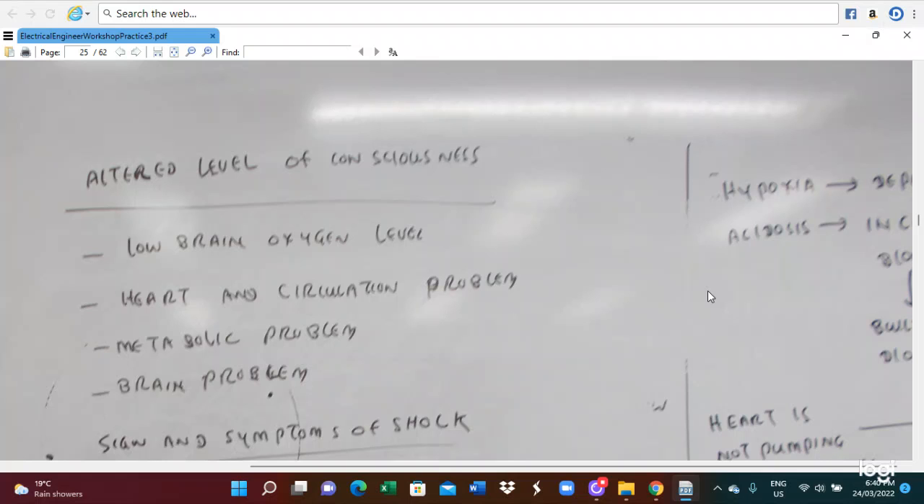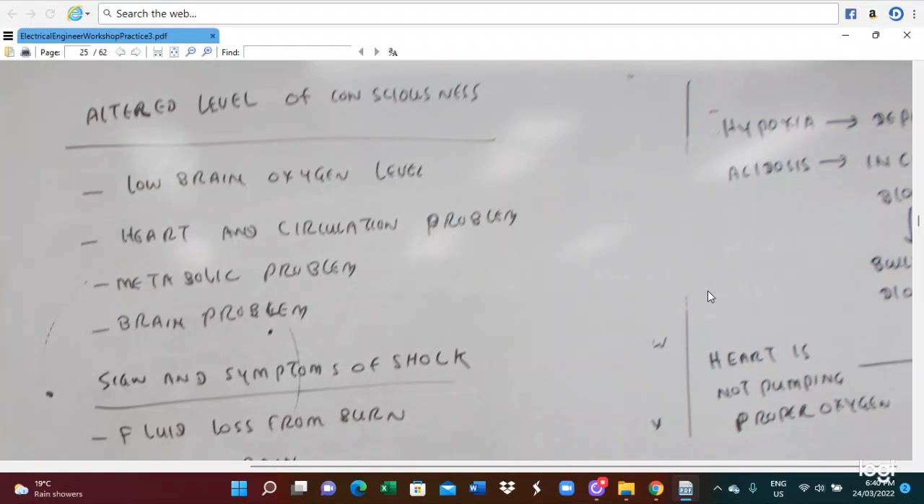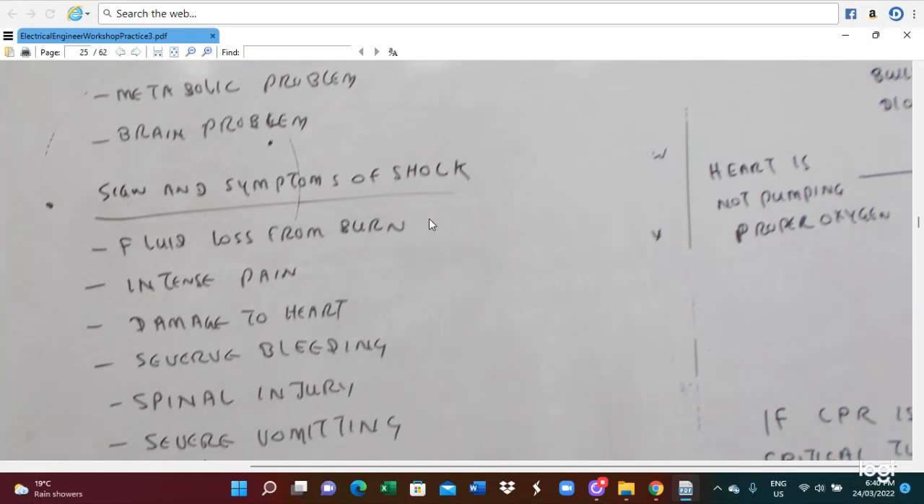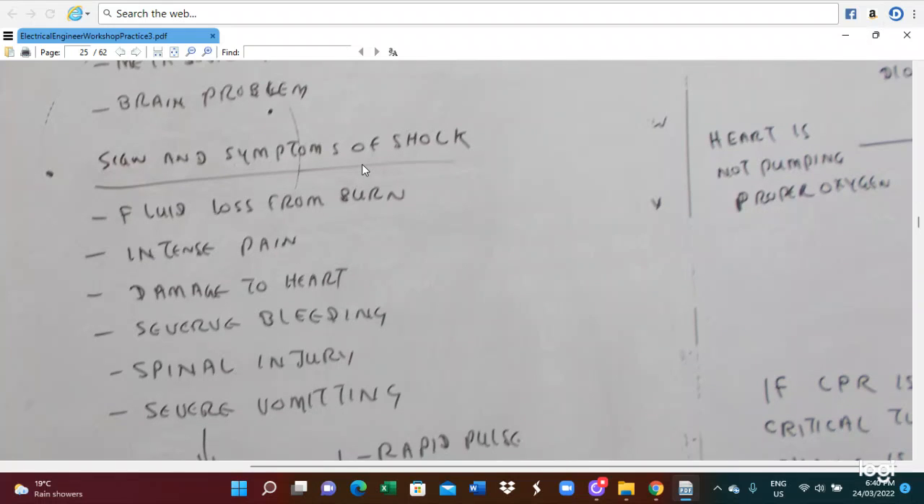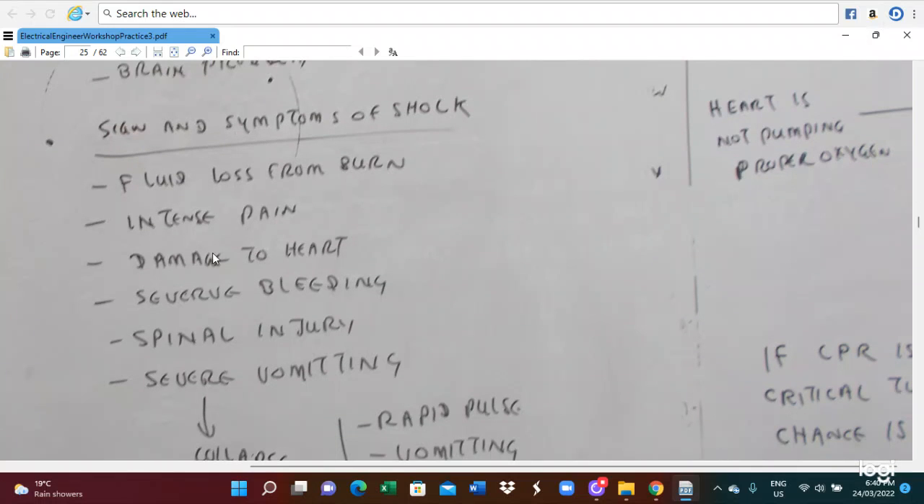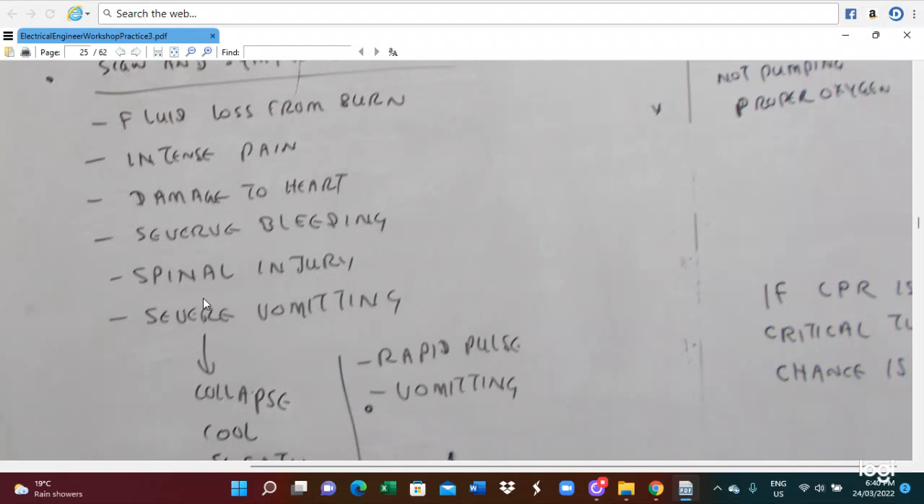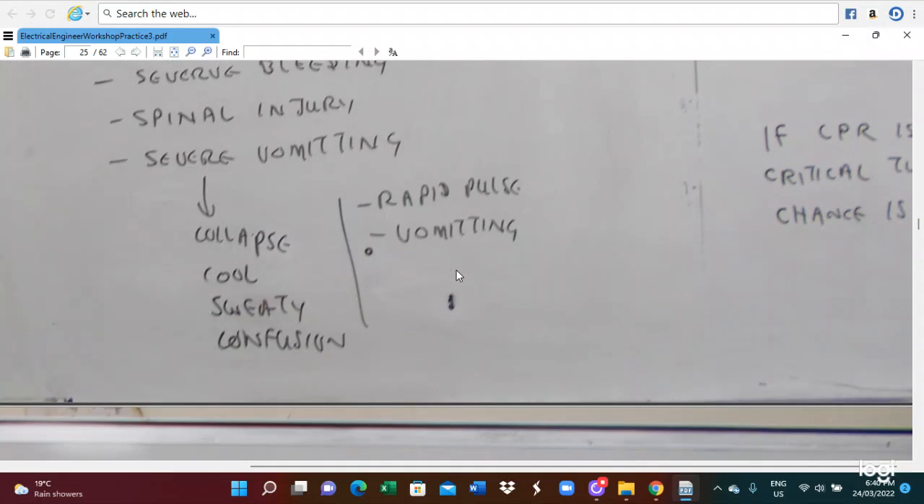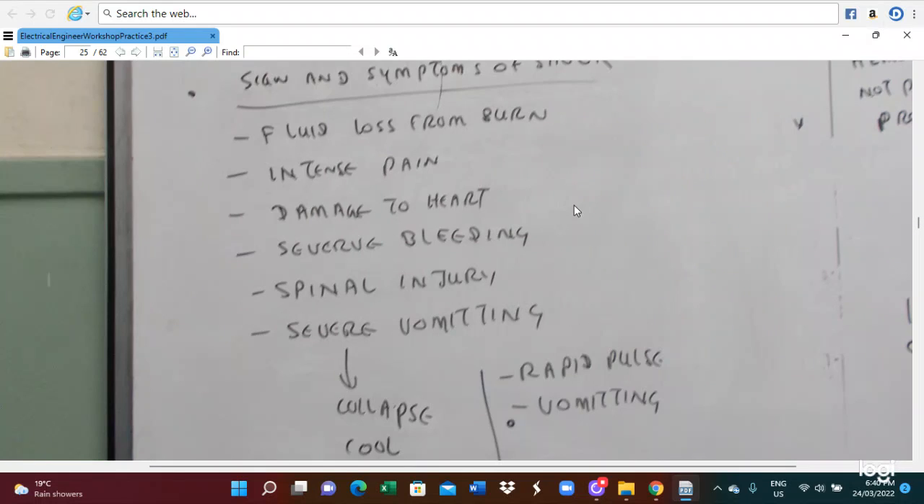In this case, organ-level failure can happen. With the lower oxygen level, heart and circulation problems, metabolism problems and brain problems can happen. The signs and symptoms of shock are fluid loss from the bone, intense pain, damage to the heart, severe bleeding, spinal injury and severe vomiting. Also cold, clammy and sweaty skin, confusion, rapid pulse and vomiting can happen. So this is for the cause of the heart.